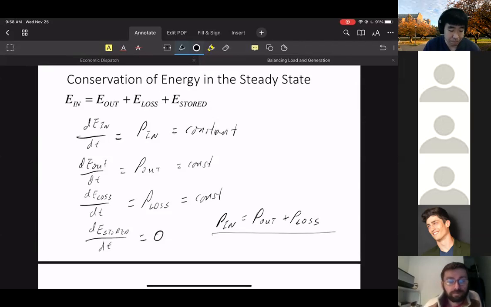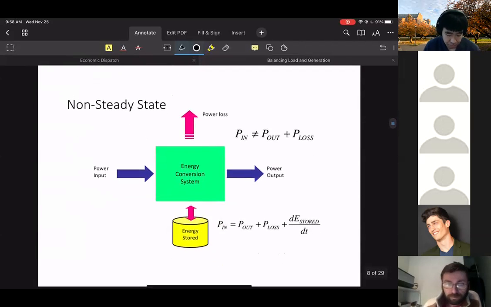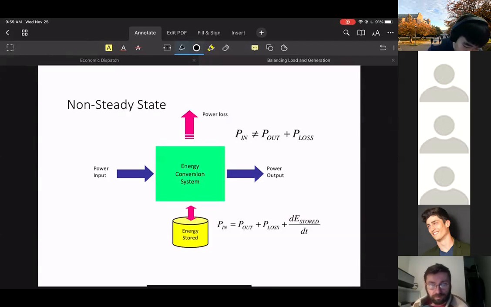But of course, the system does not have to operate at steady state, right? Anytime we flick on a light, for example, we charge or discharge something, we add a load or subtract a load in the system, it's not in steady state. Okay? When it's not in steady state, basically the power input is not equal to the power output plus the loss. So there's a slight imbalance between the amount of power you put in and the amount of power you get out of it.